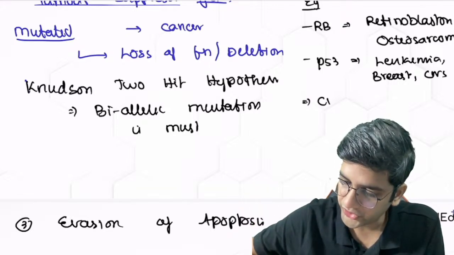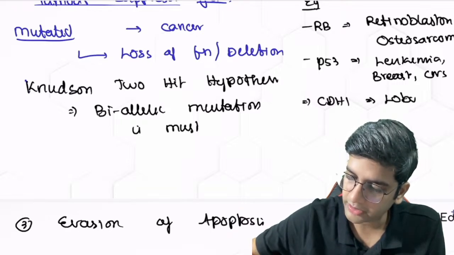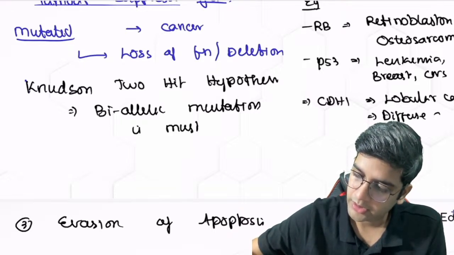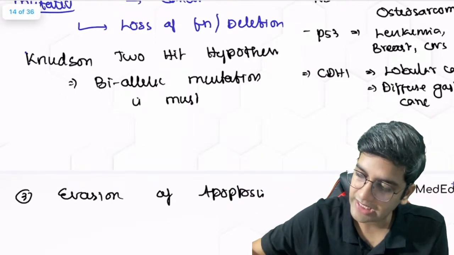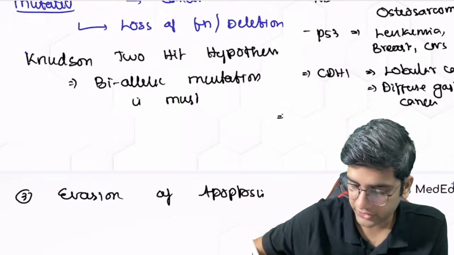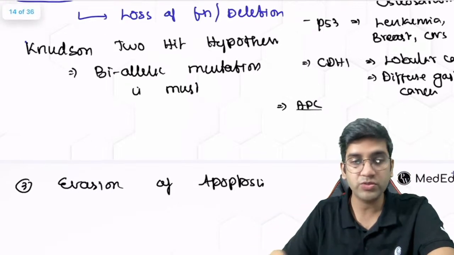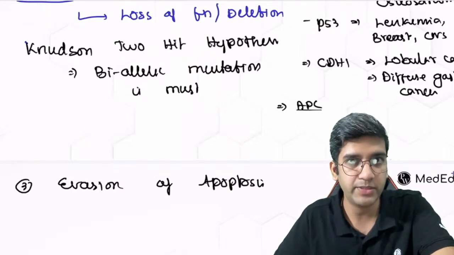Next, you can write CDH1. CDH1 mutation is seen in lobular carcinoma of breast and diffuse gastric cancer. CDH1 is nothing but your E-cadherin loss. Okay, this is also a very well-known example. Write about them. Next, write about APC. Don't forget APC, because APC as a tumor suppressor is known to many people.